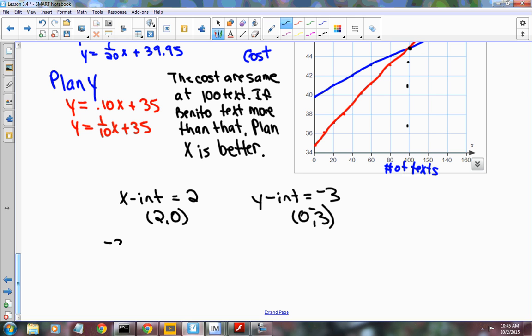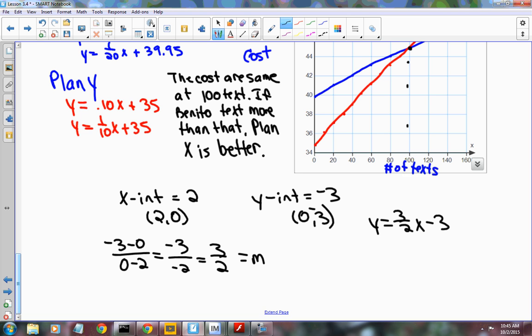So knowing that, can I find the slope? Yes, I can find the slope, -3 minus 0 over 0 minus 2. So I end up with -3 over -2. So my slope is what? 3 over 2, right? Yeah, 3 over 2. So that's my slope. So my equation would be y equals 3 over 2 x, and then what would I put after that? Minus 3. -3 minus 0, 0 minus 2, yeah, I did that right.